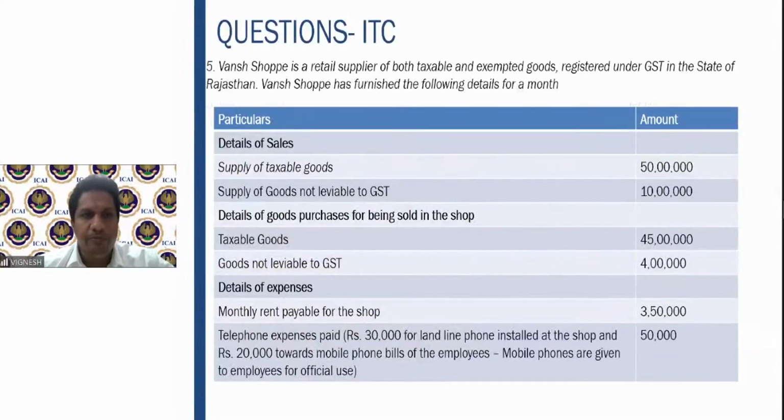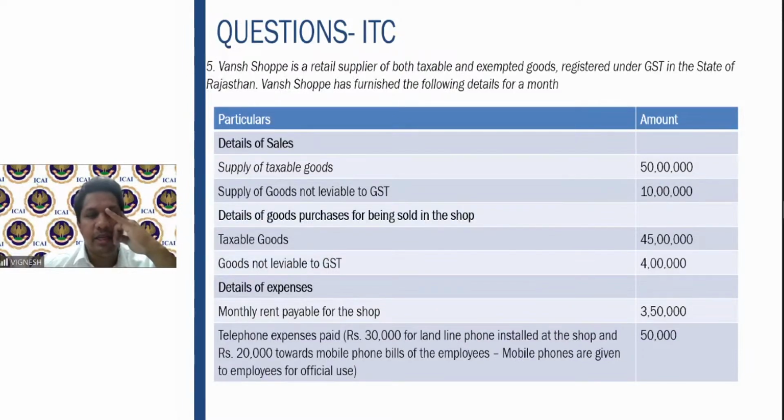One Shopee is a retail supplier of both taxable and exempt goods registered under GST in the state of Rajasthan. One Shopee has furnished the following details for a month. Supply of taxable goods 50 lakhs. Supply of goods not leviable to GST 10 lakhs. Details of goods purchased for being sold in the shop: taxable goods 45 lakhs, goods not leviable to GST 4 lakhs.